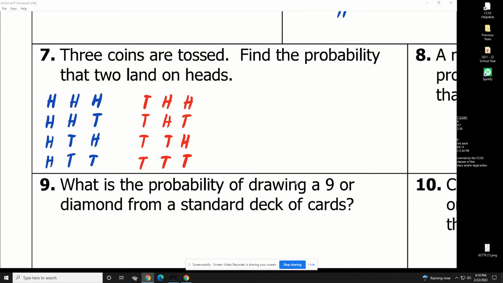So what's my bottom number here? Well, my bottom number is 8. That's my total number of outcomes.